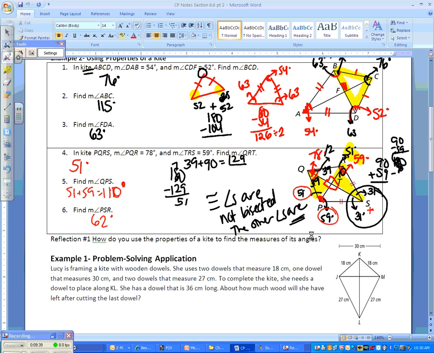How do you use the properties to find the measures of the kites? So for reflection number 1, what are the two different types of triangles you can look at to try to find the measures of angles? Go ahead and answer that right now.